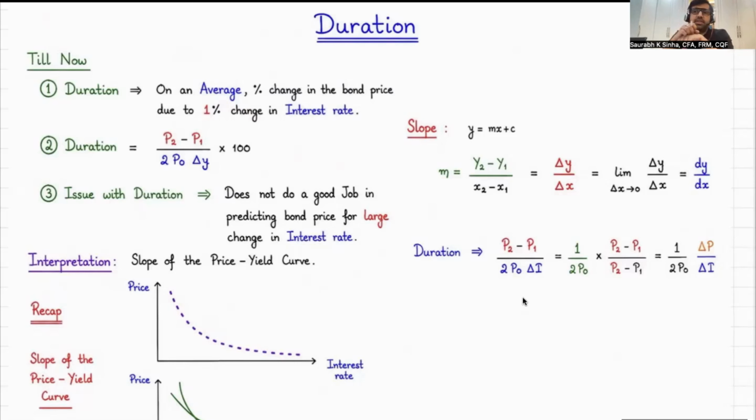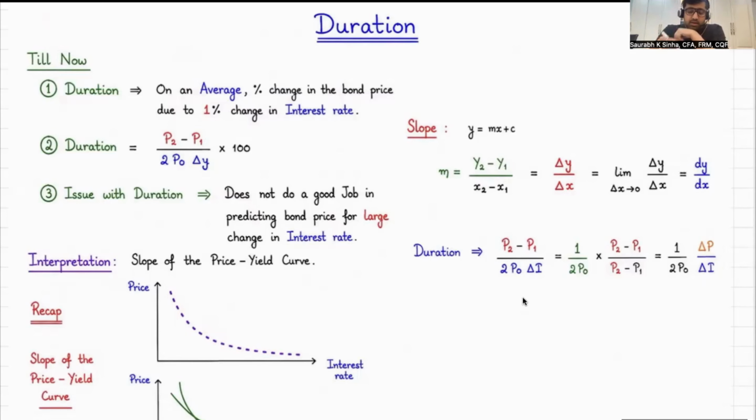And in this series of lectures on fixed income, we have been discussing duration for the last 2-3 sessions. So far we have covered interpretation number one of duration, that is, the average percentage change in the bond price due to a 1% change in interest rate. We understood that the duration formula is (P2 minus P1) upon 2P0 del Y or del I, where del Y or del I represents the change in interest rate, into 100. We derived it with our own hands from scratch. The last issue is that duration does not do a good job in predicting the bond price for large changes in interest rate. We have discussed this so far.